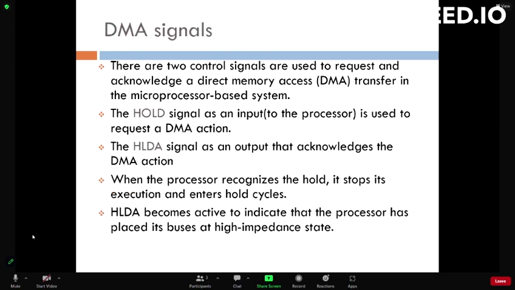As we know, there are two control signals used to request and acknowledge a direct memory access. The HOLD signal, as an input, is used to request a DMA action. The HLDA signal, as an output, acknowledges the DMA action. When the processor recognizes the hold, it stops its execution and enters a hold cycle. HLDA becomes active to indicate that the processor has placed its buses at a high impedance state.